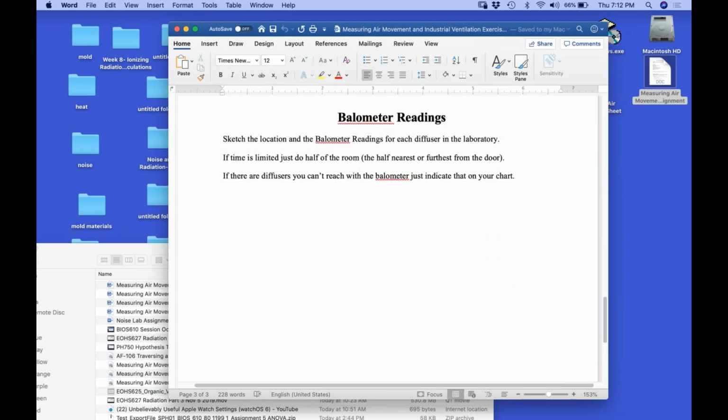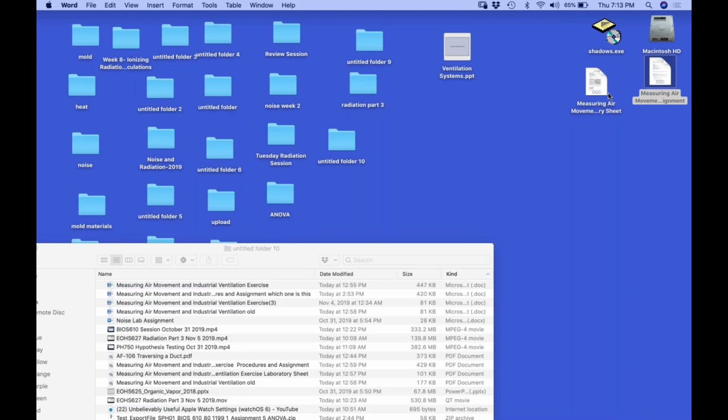Okay, and then we're going to use the barometer to measure the amount of air that's coming out of a diffuser. We can't get here because of the light, but we might be able to sneak into those. There's one in the hallway we can get to very easily. So let's get the instrument out and let's get started.